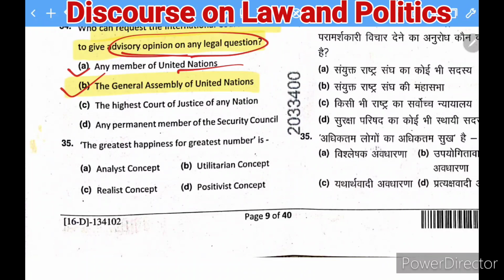Now the next question: who had said this, the greatest happiness for the greatest number? Who had said so, and to which school or kind of concept does it belong? You can see the options here: the analytical school, utilitarian concept, realistic concept and positive concept. The right answer of this question is here. The greatest happiness for the greatest number belongs to the utilitarian concept, and it was propounded by Bentham. So this is the right option.